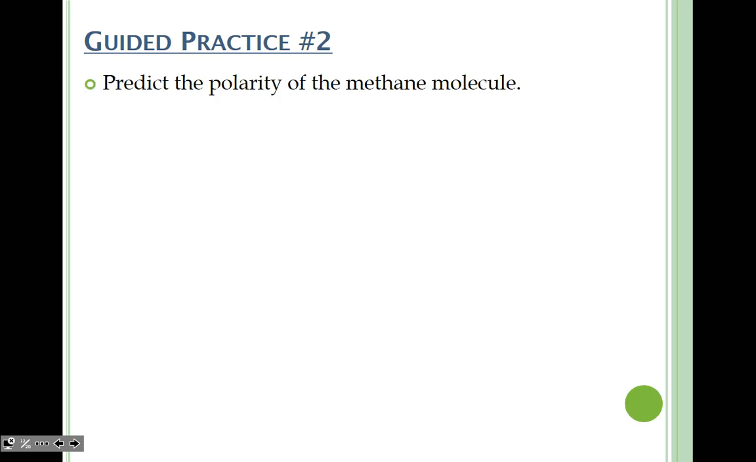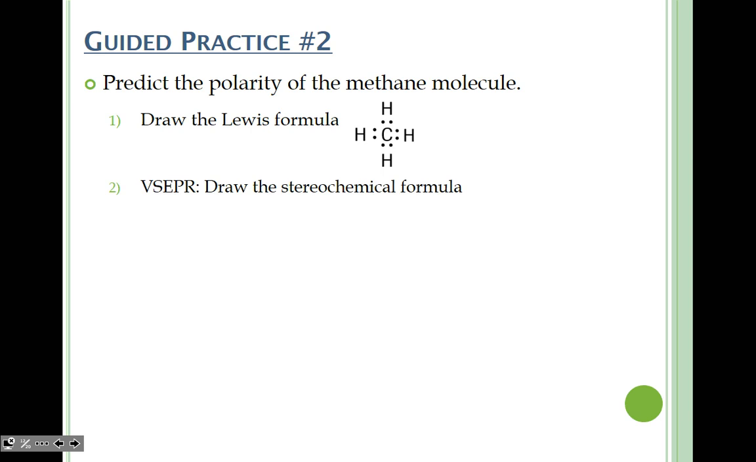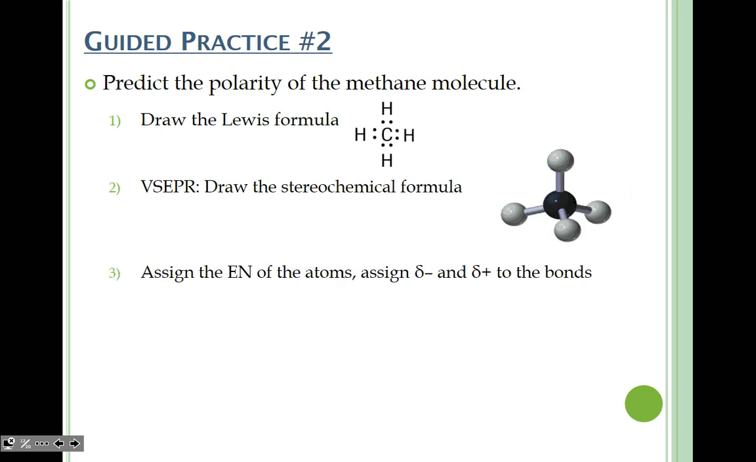Here's another practice question. Predict the polarity of methane. So draw the Lewis formula. There it is. Then we have to draw our stereochemical formula, or our VSEPR shape. Remember, if it's 3D, because this is tetrahedral, you have to show me the wedge and the dashed line. Now we have to draw our dipoles, and we have to draw our delta signs to show where it's negative and where it's positive. I'm going to do that first here. It doesn't matter to me where the dash line is, as long as it's there.